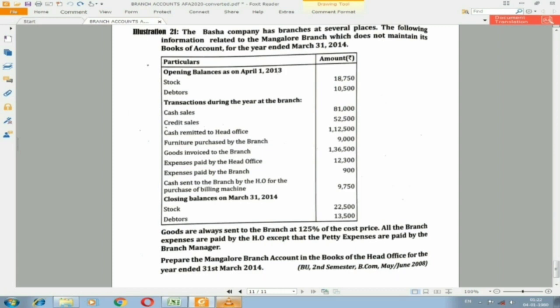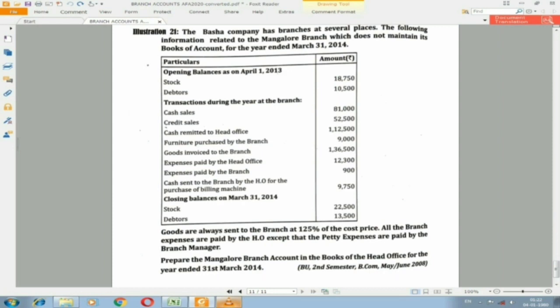Goods invoiced to branch, that is nothing but goods sent to branch. Expenses paid by the head office. This is also an expenditure which is paid by the head office itself, that will be considered under bank account. Expenses paid by the branch. This expenditure which is not paid by the head office, and this we are not going to take under bank account. Cash sent to branch by the head office for the purchase of billing machine. They are purchasing one billing machine, that we are supposed to take under bank account, because it is also an expenditure and it is also paid by the head office itself. The furniture and the billing machine will be considered on the day of closing, that is on the closing asset.